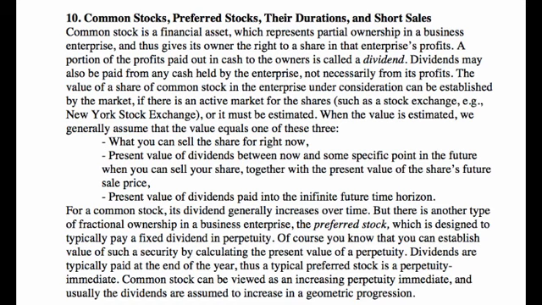We will now talk a little bit about stocks. There is something called common stocks, and there are common stocks and preferred stocks. Common stock is a financial asset. A financial asset in general means something that pays you money in the future, and you have to pay for it with money today. So common stock is a financial asset which represents partial ownership in a business enterprise.